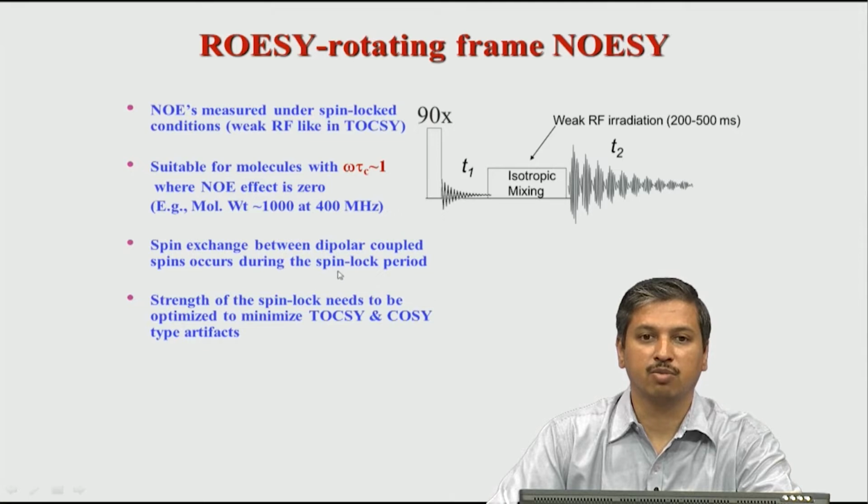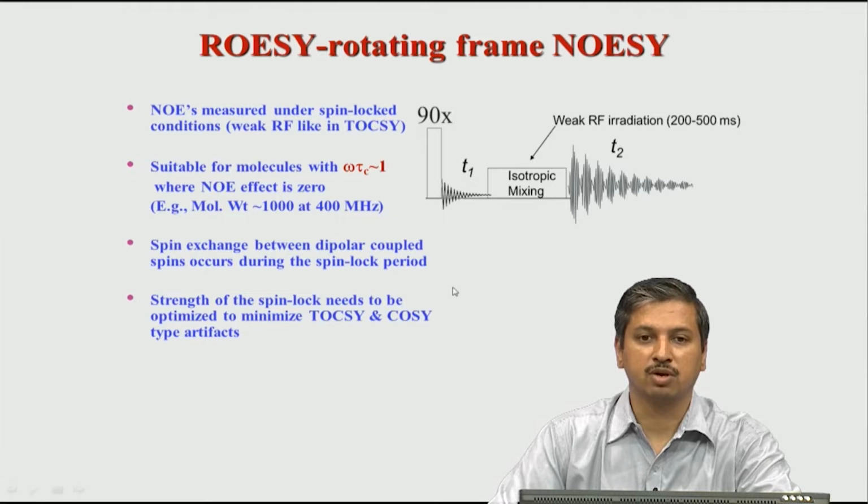See, this spin lock period is coming because of this. There is an isotropic mixing, that is what we saw in TOCSY. So, during this period there is a transfer going on. Remember, if you recollect, as we discussed, the TOCSY experiment is exactly the same as ROESY. Therefore, one has to optimize the spin lock so that you do not start seeing TOCSY peaks or TOCSY type of artifacts in ROESY. These are practical aspects which are important to know, because TOCSY and ROESY have the same pulse program.